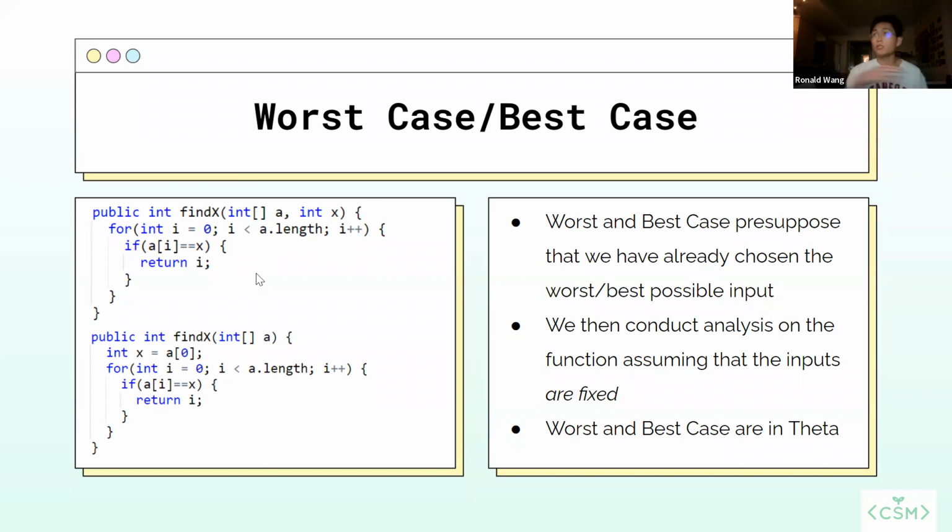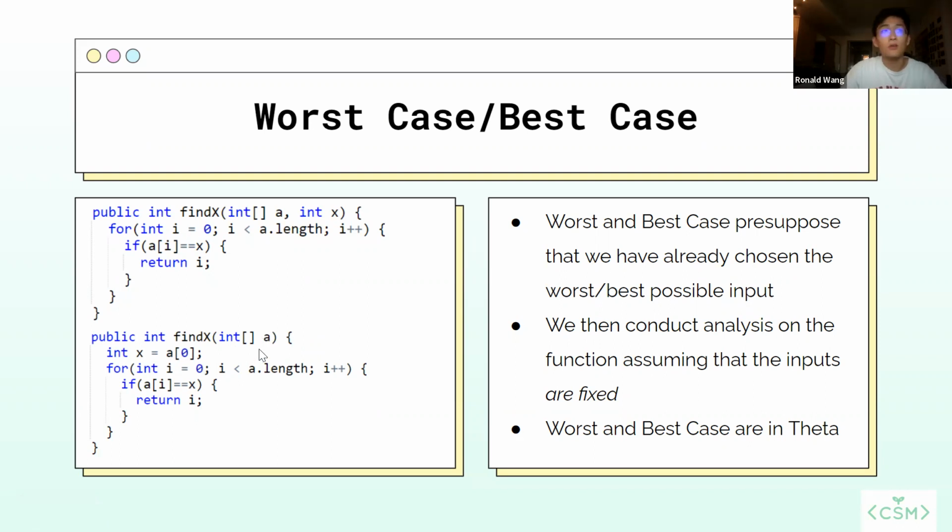We've seen examples of this function before, and we know that it has an O bound of n and omega of 1, right? But if you wanted to ask us what the best case scenario is, then we presuppose that x is already in the best case. For example, to put it in very concrete terms, if you look at the second function, we literally define x as equal to a of 0, right?